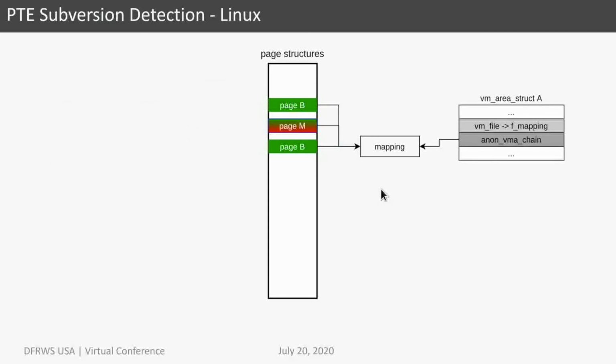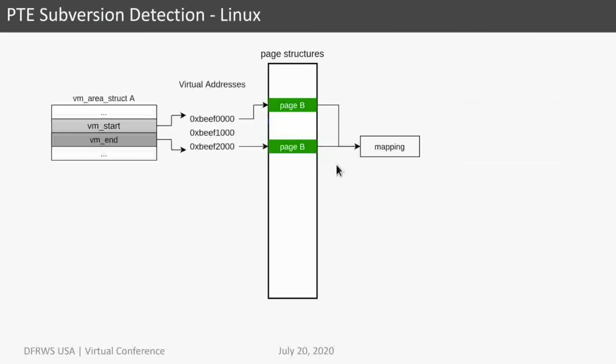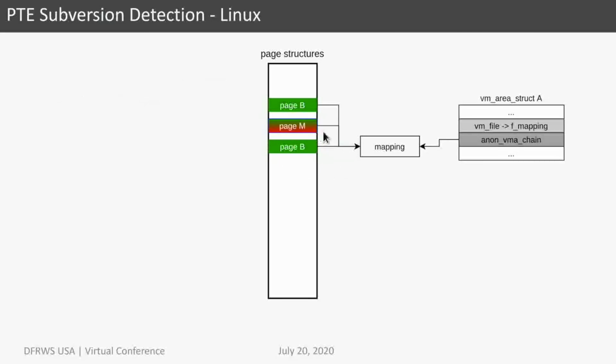If we, on the other hand, enumerate all the page structures, collect them based on their mapping, and then look for each VM area struct for their corresponding mapping and the pages, we will see that we will end up with three page structures. So we can clearly see a diff, 2 on the left side, 3 on the right side, and this is something suspicious which we alert on.